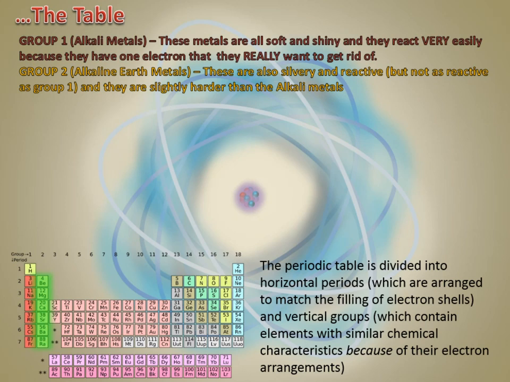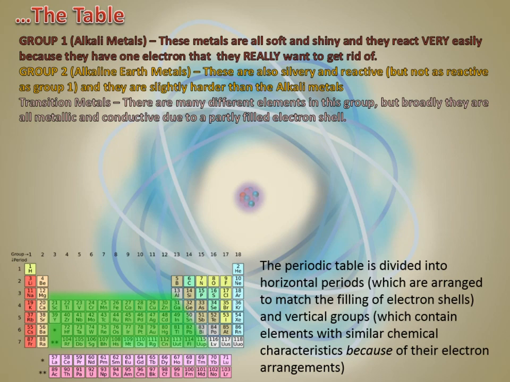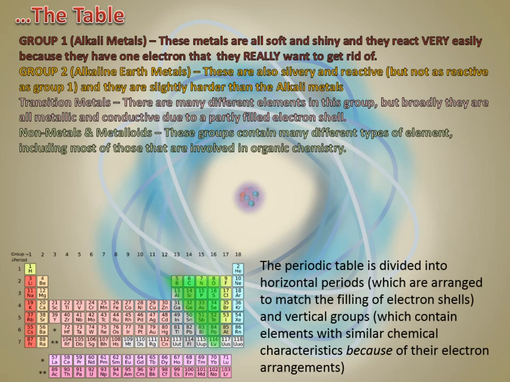So the big block in the middle is the transition metals. There are many different elements in this group, but they all have these partially filled electron shells, which means they have some spare electrons that can be used for reacting or for passing on electric charge. And most of the metals we use as electrical conductors are found in the transition metals. The non-metals and metalloids have many different types of element in. Some of them are metallic, but they do not count as metals. Some of them are metals, and some of them clearly do not have any metallic qualities at all. In particular, the organic elements are found in this part of the table. As I said before, carbon, nitrogen, oxygen, etc.